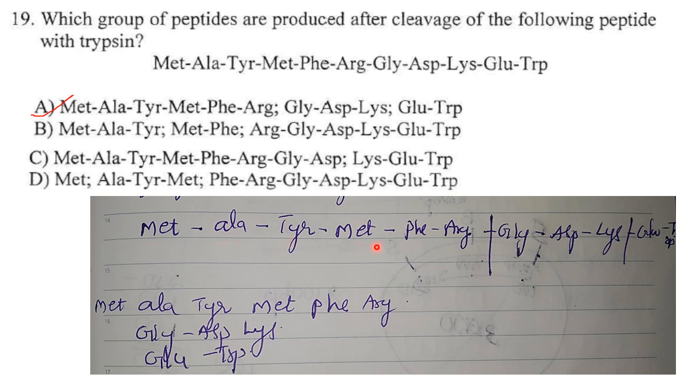Met-alanine, tyrosine, met-phenylalanine, arginine will be one. Glycine, aspartic acid, lysine will be the second, and glutamic acid and TRP will be the third. So you will get three fragments, and this fragment option you will find in option A. Met-alanine, tyrosine, met-phenylalanine, arginine, that is one. Glycine, aspartic acid, lysine is second, and glutamic acid and TRP is the third. So the answer here is option A.